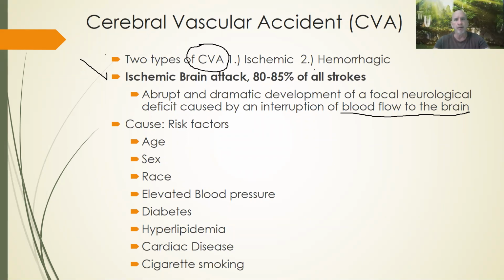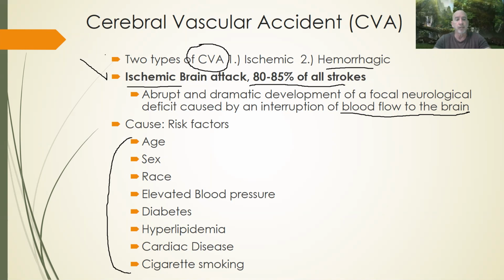Now, I want to point out, hemorrhagic, which we'll talk about more in a minute, is where you actually pop some plumbing and you start bleeding into the brain. But 80 to 85% of all CVAs are going to be an ischemic brain attack. They're going to be a blood clot in the brain. And the same reason that so many older people get heart attacks is the same reason that some older people get strokes. It's because of these different risk factors down there.